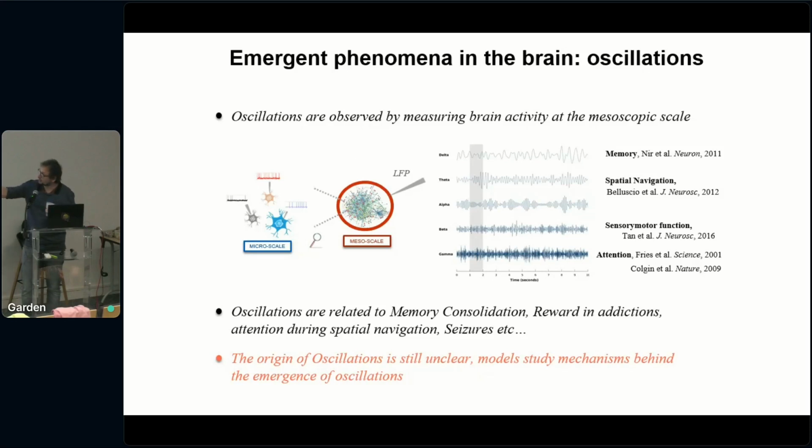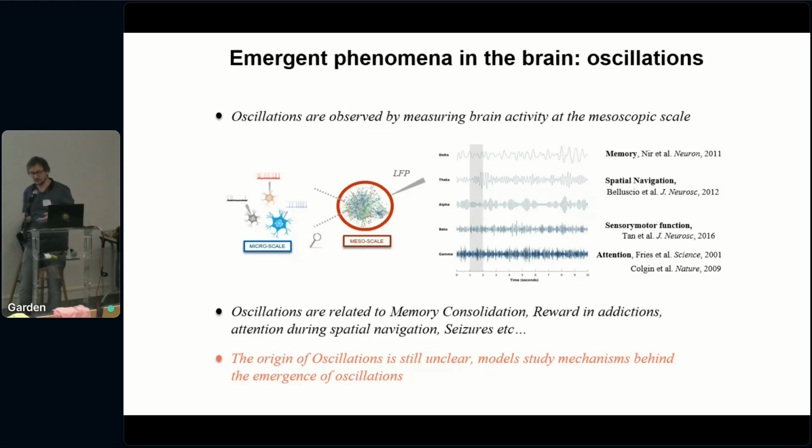So it's typically measured with mesoscopic recordings, like local field potentials, that measure the average activity of hundreds of neurons. Typically, oscillations have been observed in different frequencies, from slower delta to faster beta and gamma, and they have been related to different computations of the brain, like memory consolidation, rewards in addiction, and gamma oscillations, for example, in attention during spatial navigation. So there is this classical view of oscillations separated in different frequency bands.